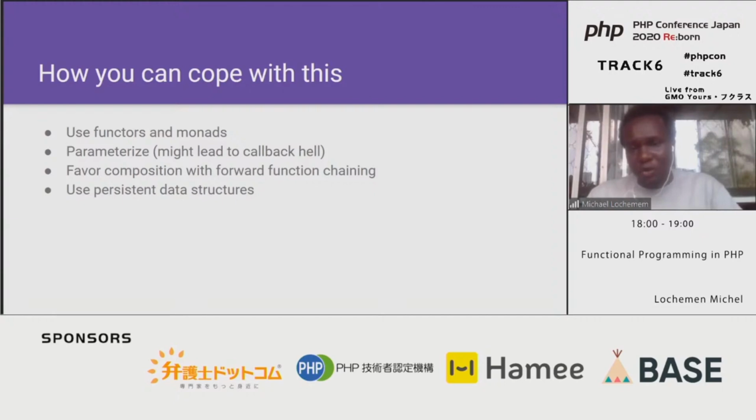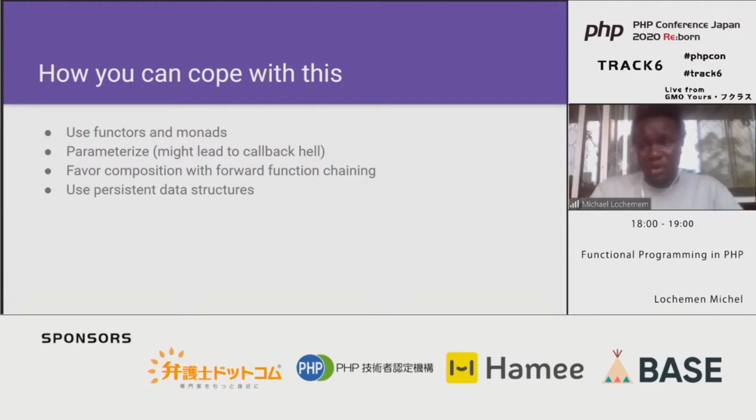Favor composition for function chaining again, and then using persistent data structures. So functors and monads are algebras. Again, these are data structures that have a set of operations defined on them, right? So that's essentially what they are. That's essentially what an algebra is.